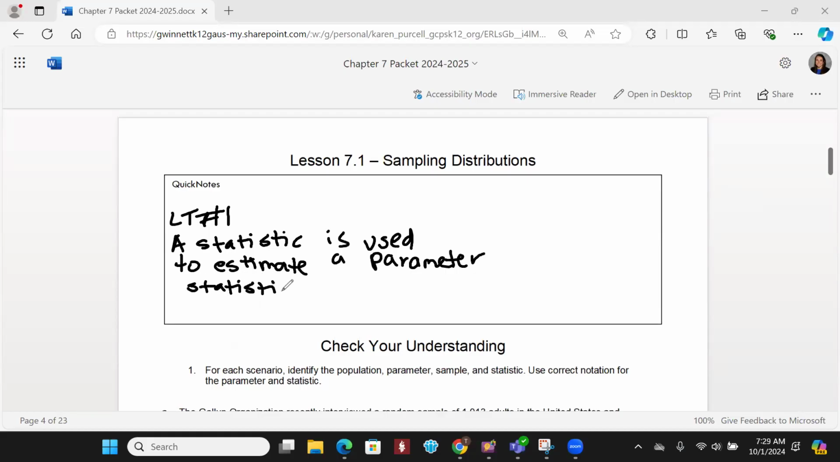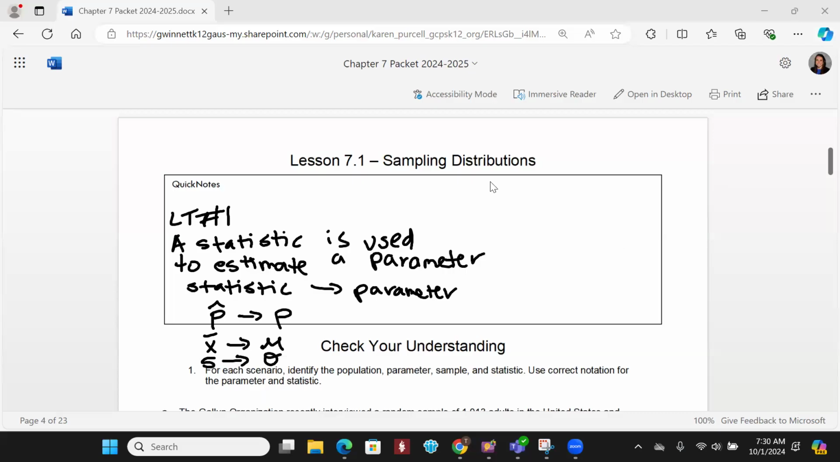So from statistic to parameter, we learned about p hat versus p. We learned about X bar versus mu. And there's also standard deviation, which is an S versus sigma. Everything on the right side, we've talked about, is parameters for the population. We call them proportions. Standard deviation is for a statistic. It's talking about your sample.